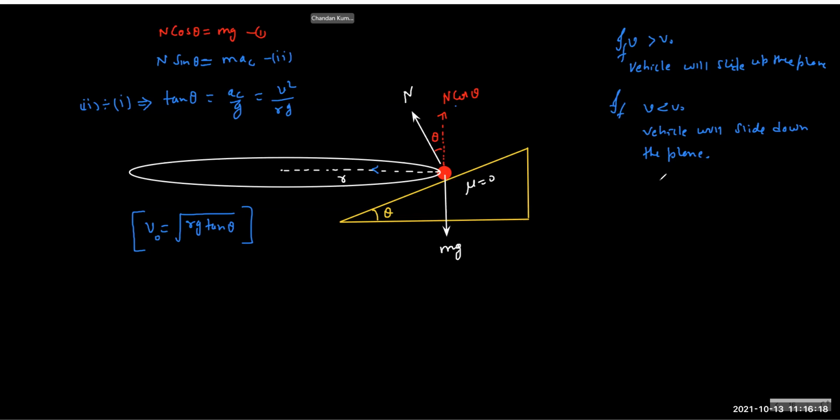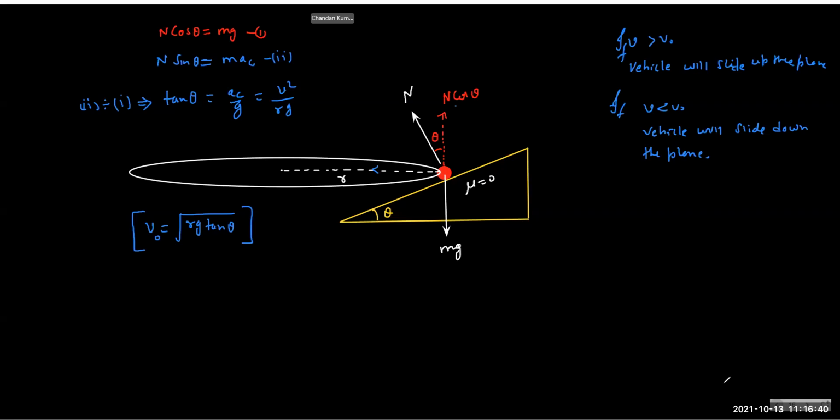So now the role of friction comes into picture. So let's say the first question I have solved with the assumption that there is no friction, but what if we have friction also? Then whether v is more than v naught or v is less than v naught, in both cases the tendency will be prevented by the friction, isn't it?